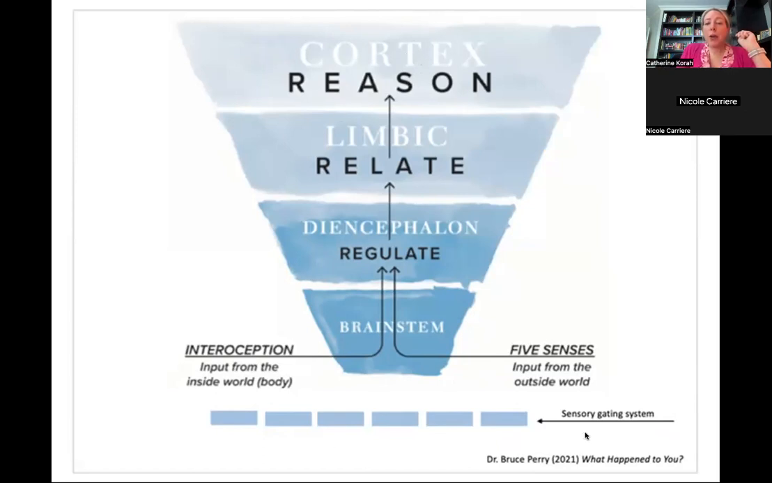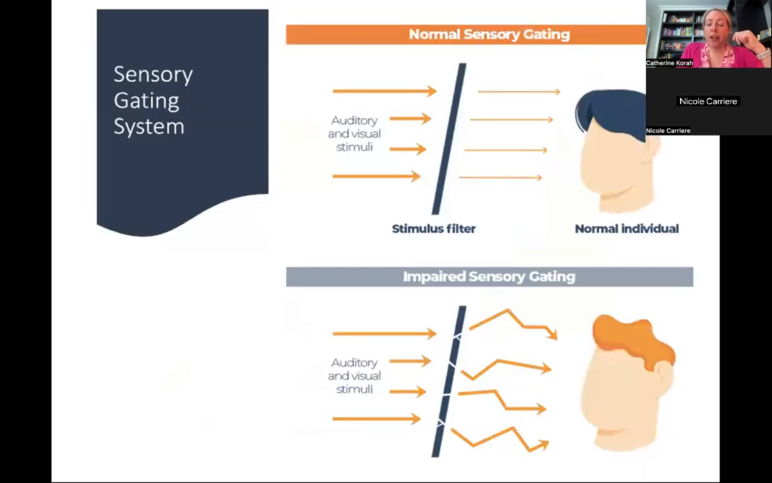And so if we go back to, and here's the sensory gating system. I mean, it's a picture, right? It's just to give you a visual of what we're talking about. But so for the individuals who are neurodivergent, that filter doesn't work as well as the sensory gating system for a neurotypical individual. And so a neurotypical individual is able to cut out the noise. They're able to filter the outside stimuli that is not relevant to what they need in the moment.